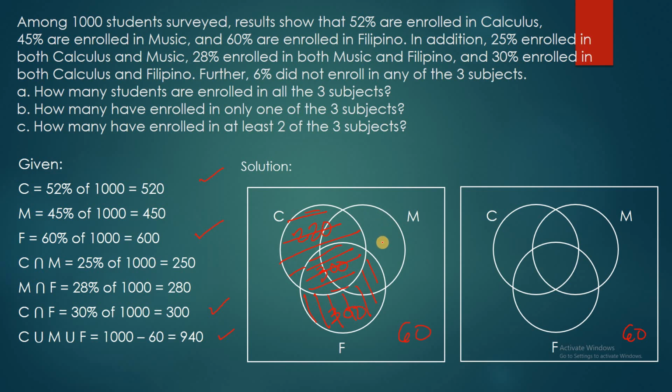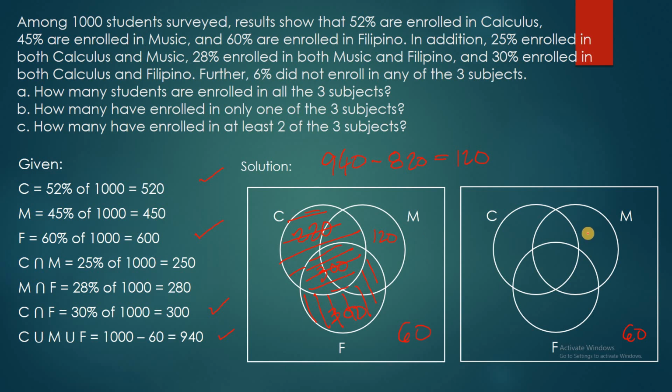Now this unshaded part here, the idea is to get this value, the whole thing should be 940. And if we subtract 220, 300, and another 300, which is a total of 820, that should be exactly 120. So this unshaded part here is 120.